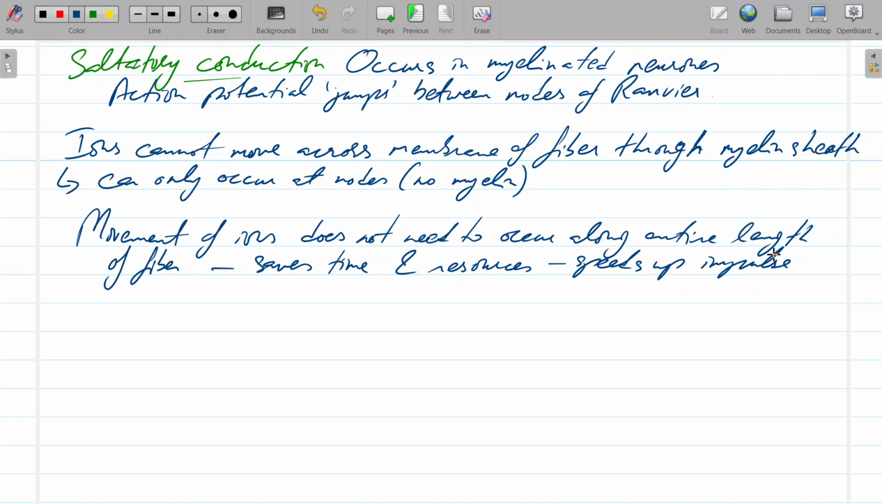Right, and so yeah, that's all there is. There is an illustration in the book to show this. You can take a look at that. It's showing that basically the action potential is being generated only at the nodes and not the regions where the myelin is.